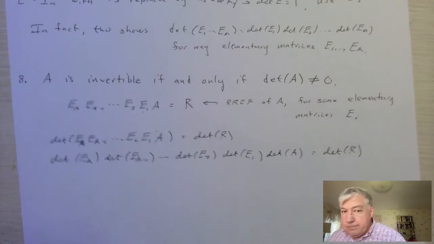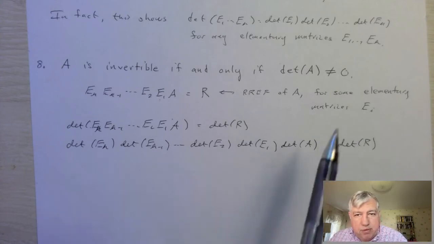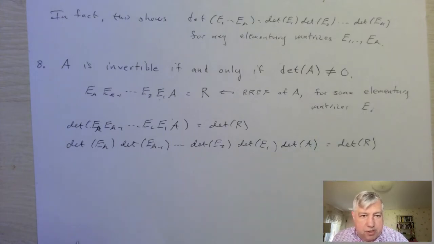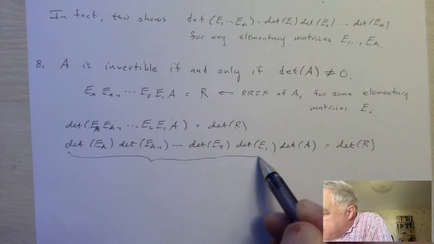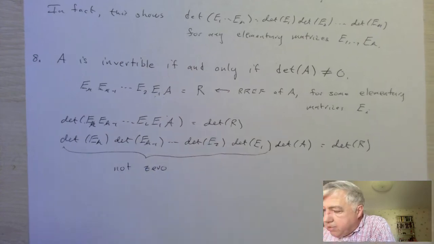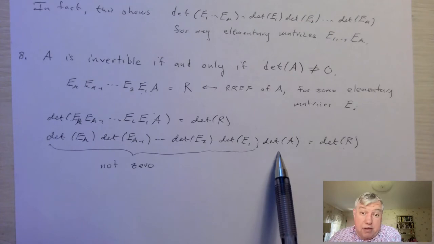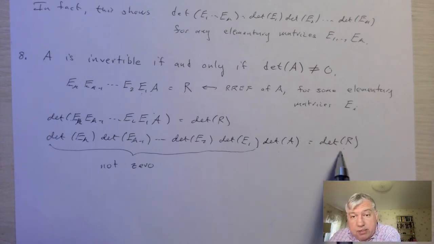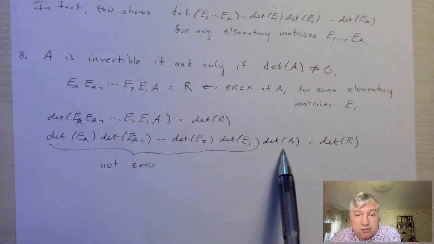All right. We can do this because these are elementary matrices. We also know that they're not 0. So all of these determinants here are not 0. That means if the determinant of R is 0, then the determinant of A is 0. And if the determinant of R is not 0, then the determinant of A is not 0 either.